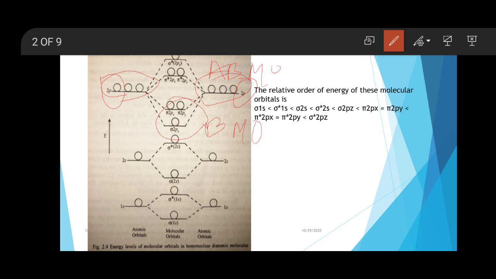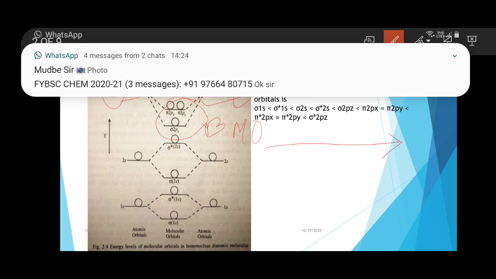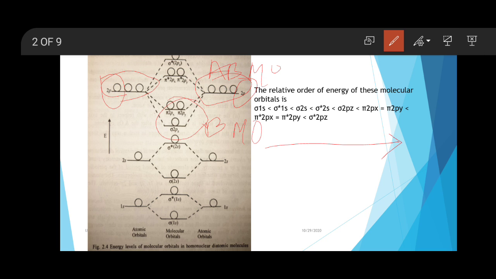When you draw all these molecular orbitals with increasing energy level, then you can understand the MO diagram, because the MO diagram is the basis of molecular orbital theory. I request all students to draw this diagram and practice it 2-3 times in a notebook, so that you will remember the whole concept of the MO diagram.